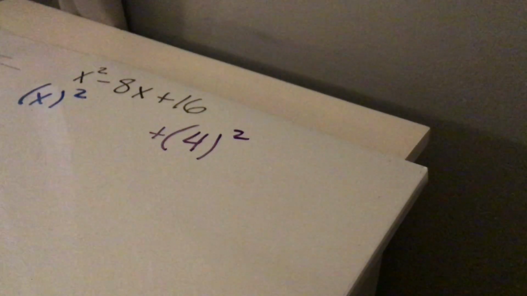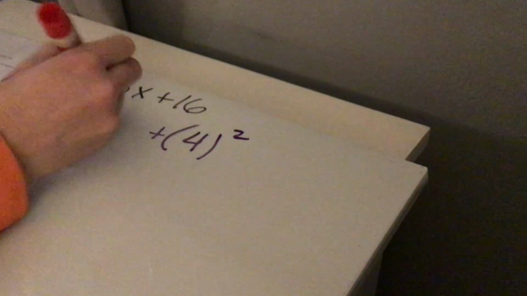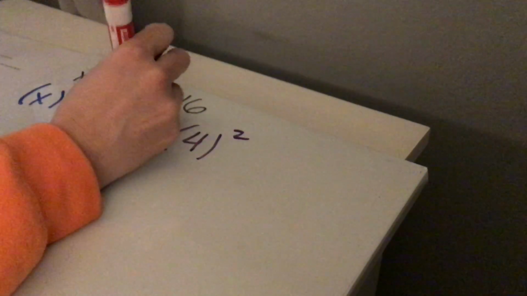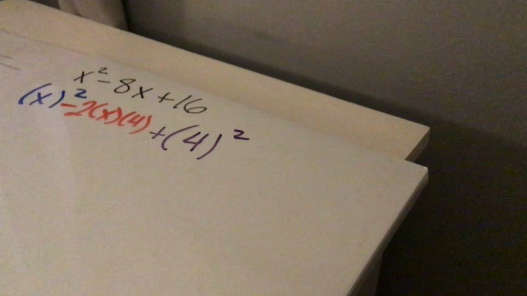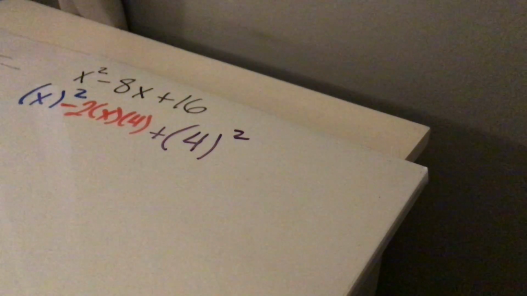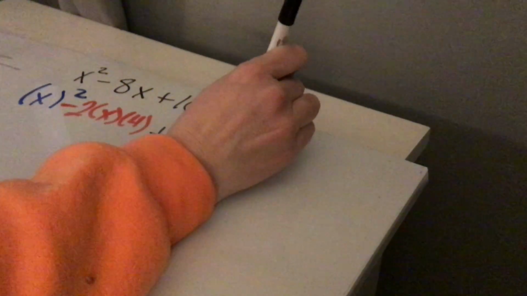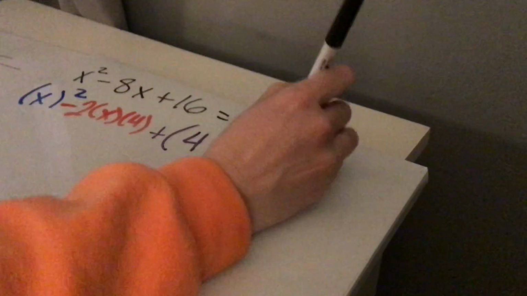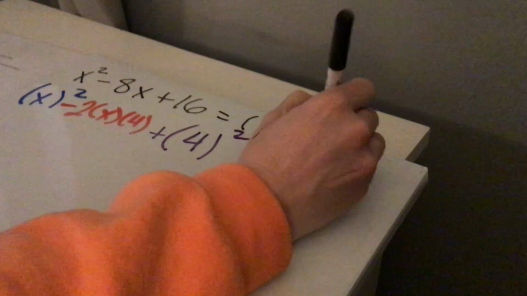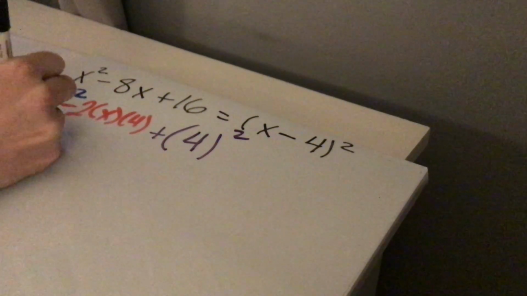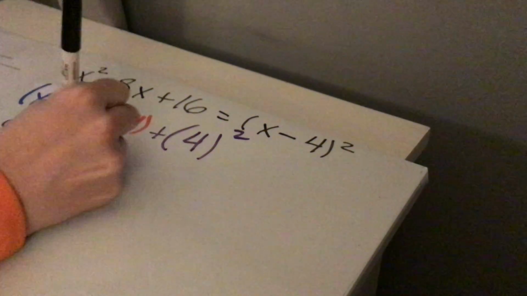Then what I want to do is, it's minus here, so I want to check to see if it's 2 times the first times the last. So does negative 8 equal negative 2 times x times 4? And it does. So this is a perfect square trinomial. So I can factor it by the pattern. So it's the first. This is minus, so I subtract the last, and then I square it. Okay?